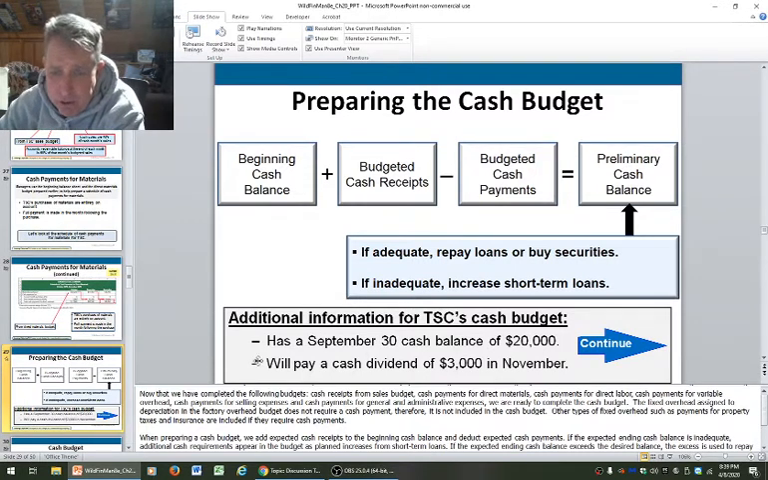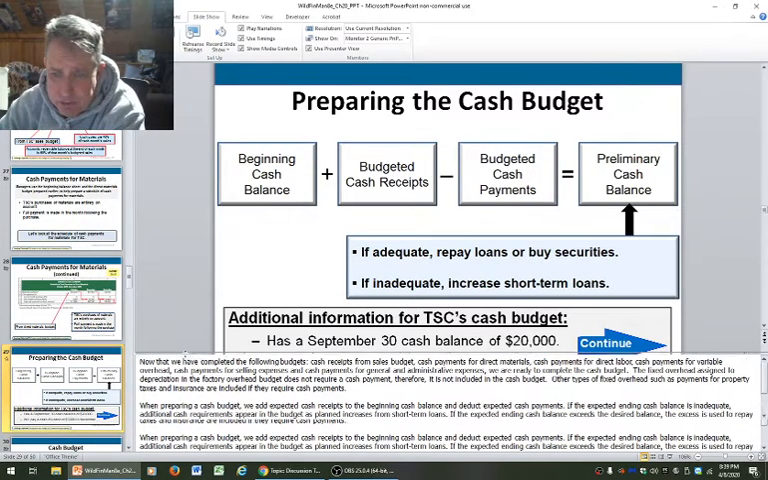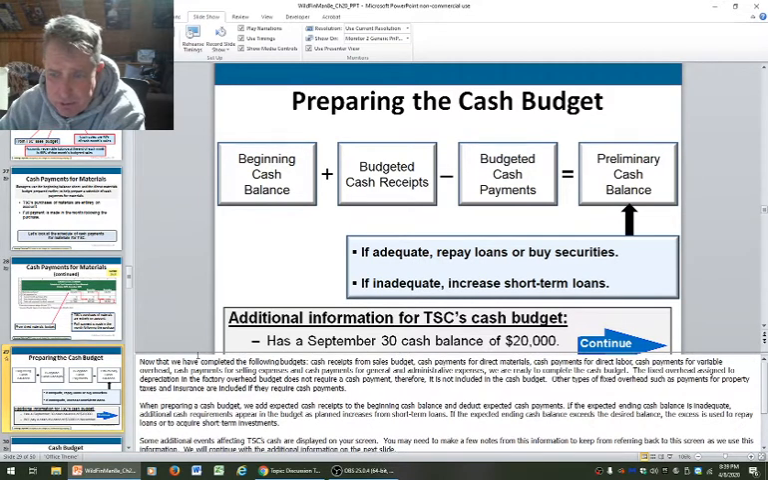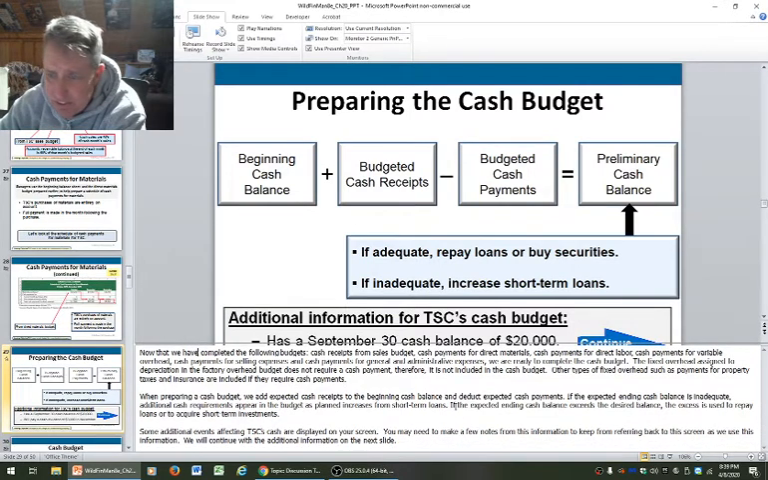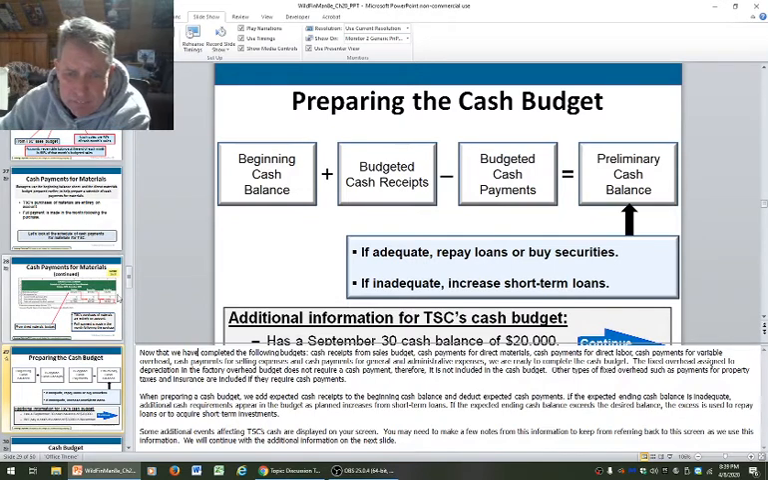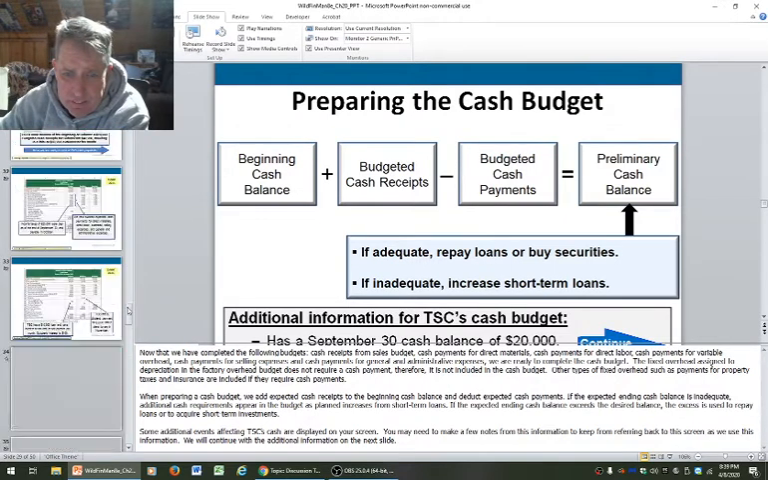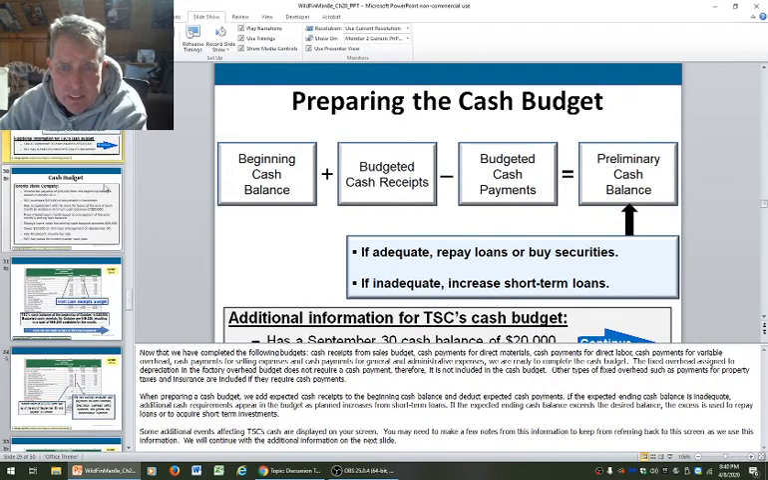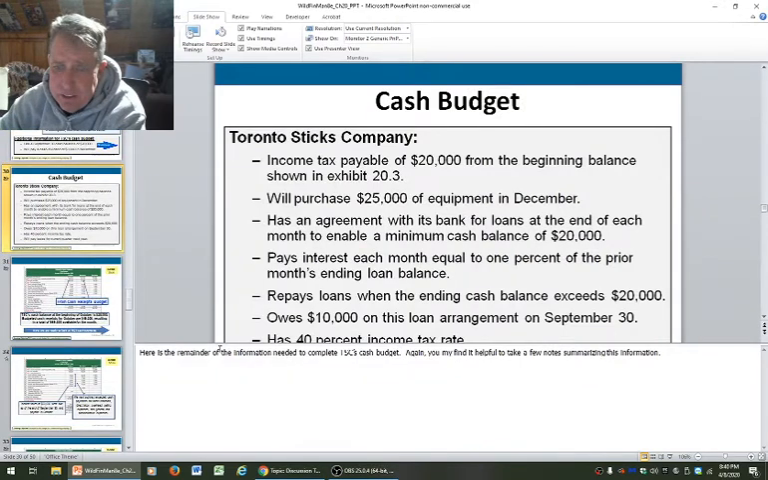So how do we prepare it? Now that we've completed the cash receipts from sales, cash payments for direct materials, direct labor, variable overhead, and payments for all these other things, then we can start preparing our budget. And it's not that complicated.